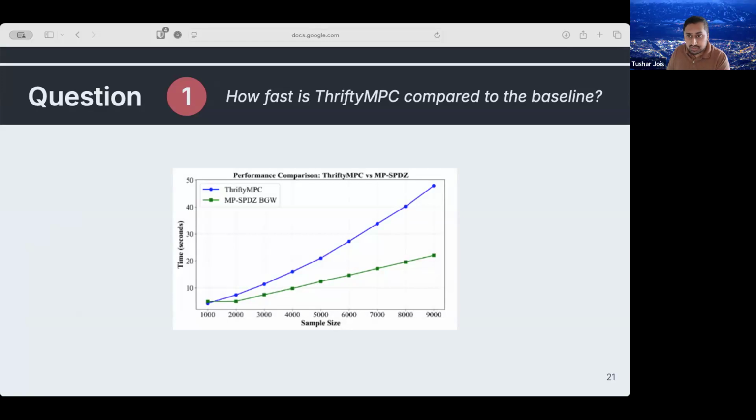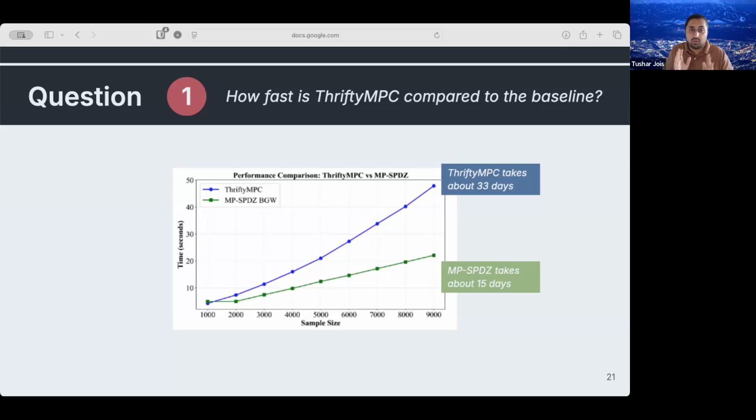What's interesting with this chart is if you scale it up to a real human genome study, something that would actually take place in a traditional bioinformatics setting, MP-SPDZ would take about 15 days to compute all of the GWAS. And if we extrapolate everything out, then ThriftyMPC would take 33 days. So we really showed that ThriftyMPC is not optimized, up to twice as slow. It's not so great in terms of pure optimization on runtime. Okay, so let's put a pin in this. We'll come back to this.